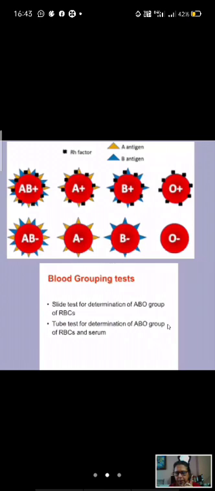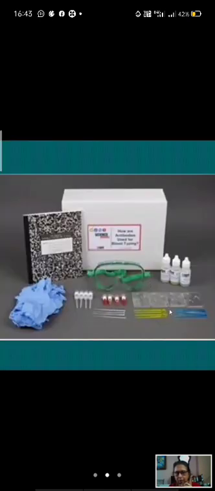So in the group test, these are the requirements. Do you see, children? Yes, ma'am. So these are the antisera. We need antisera. These antisera are commercially available. I'm showing you this antisera. These are commercially available antisera.